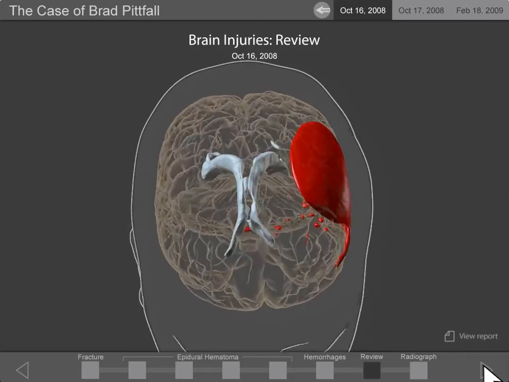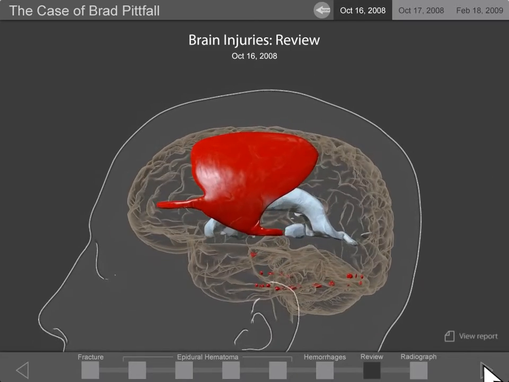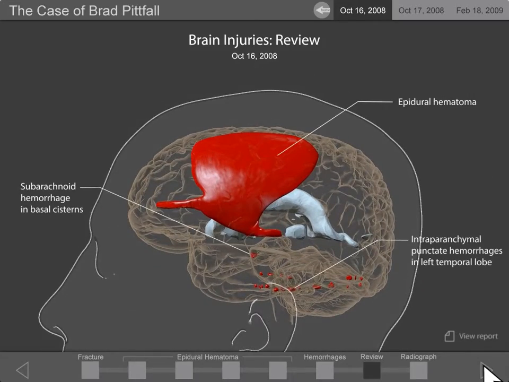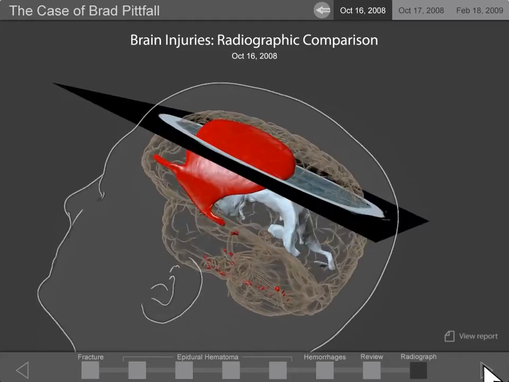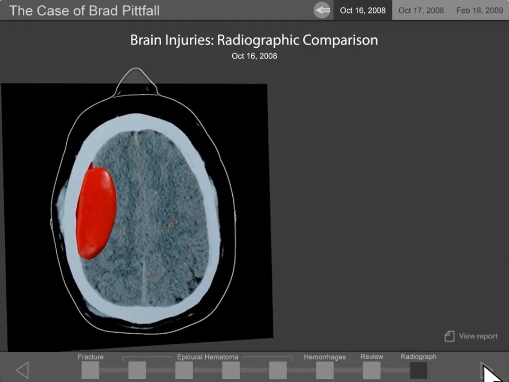To review, the largest injury in this date is the epidural hematoma, but there are also several smaller injuries in the brain's interior. Finally, we'll compare a section from the hematoma with the radiological scan.